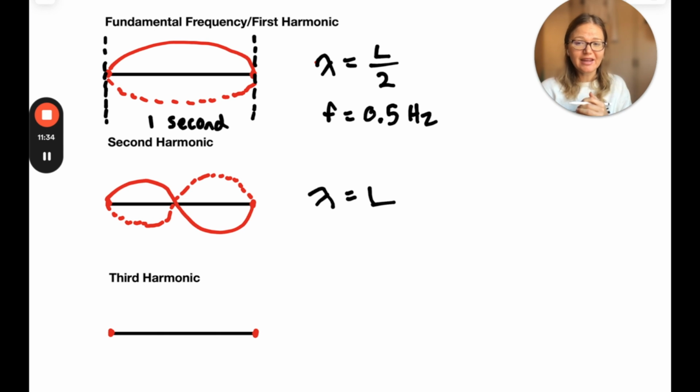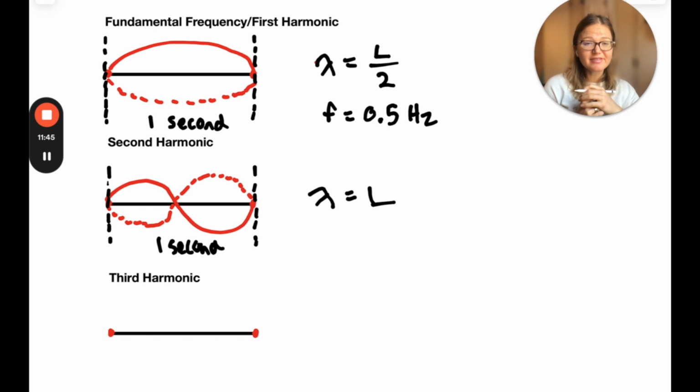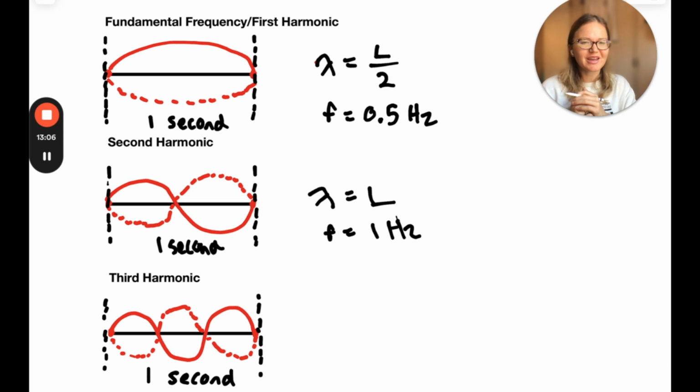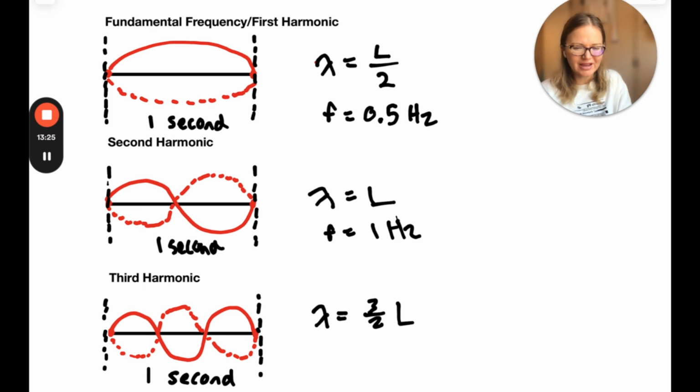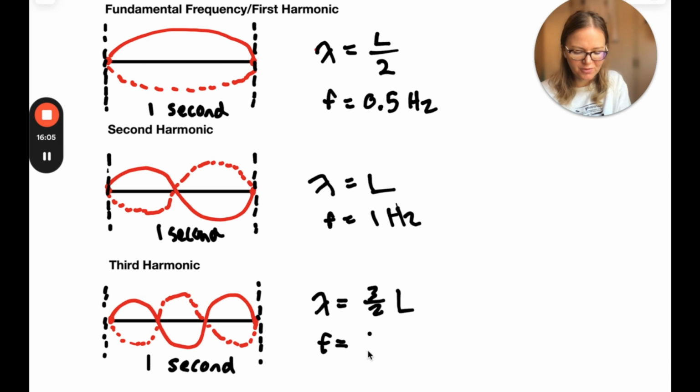And then for our second harmonic, same deal. If this is 1 second and we fit a whole wave cycle, then our frequency is just going to be 1 hertz. And this trend is going to continue as we go up harmonics. So let's draw our third harmonic here. Here we see that we fit 1.5 wave cycles onto the length of our string. So our wavelength is equal to 3/2 of the length of our string. Our frequency, how many cycles per second do we have? Well, we have 1.5 cycles per second, so our frequency here is just going to be 1.5 hertz.